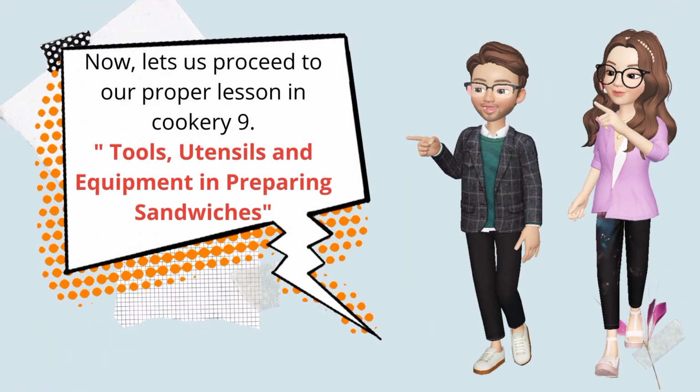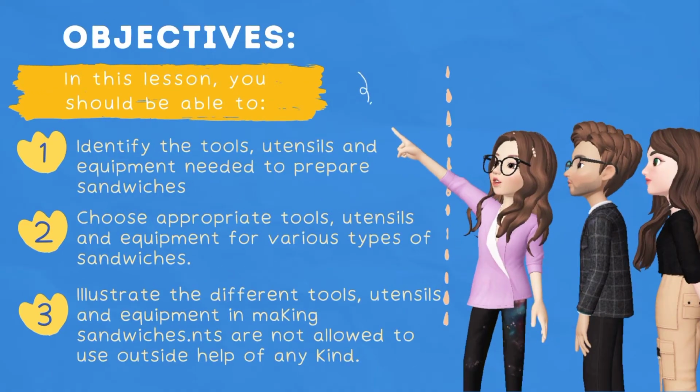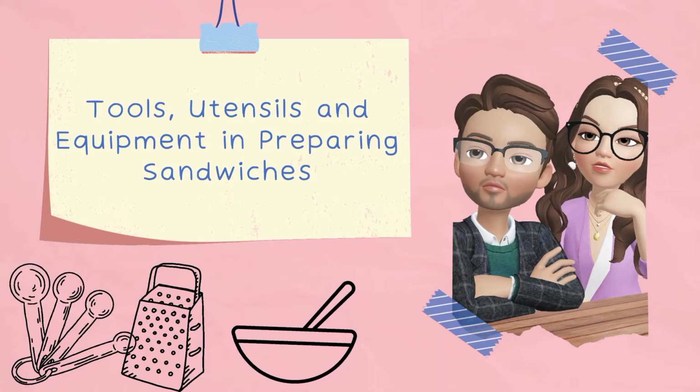Now let's proceed to our proper lesson in Cookery 9, which is the tools, utensils, and equipment in preparing sandwiches. Objectives. In this lesson, you should be able to: 1. Identify the tools, utensils, and equipment needed to prepare sandwiches. 2. Choose appropriate tools, utensils, and equipment for various types of sandwiches. 3. Illustrate the different tools, utensils, and equipment in making sandwiches.